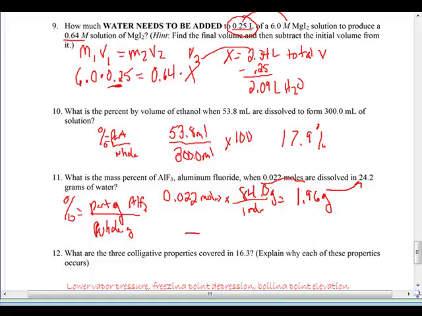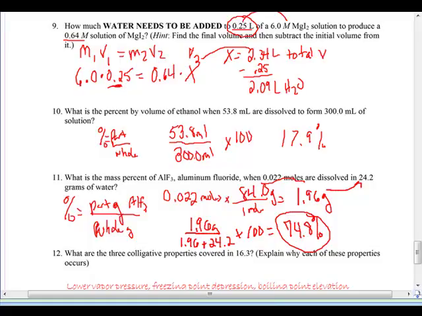So now, it's a little bit trickier. I put the grams of my solute on top, and on the bottom is going to be my solute plus my solvent to give me the whole solution. So I'm going to put the 1.96 plus my 24.2. And that'll give me the total mass of my whole solution. And then I just divide through, multiply by 100, and my final answer is going to come out to 74.8%. And there's my final answer for that one.